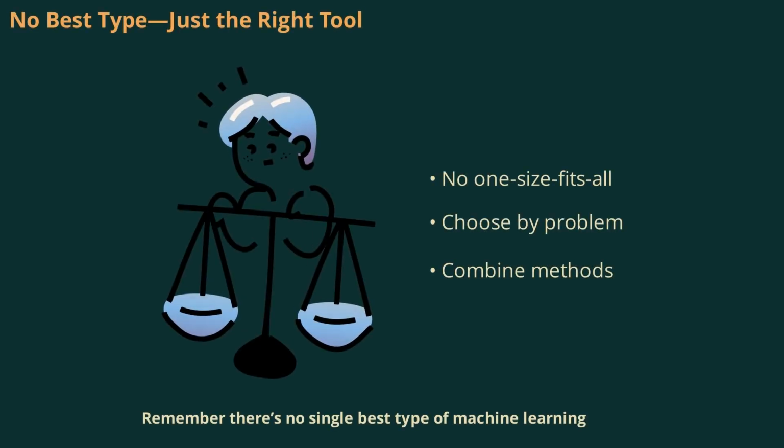Remember, there's no single best type of machine learning. The right approach depends on your specific problem and the data you have. Sometimes, combining methods yields the best results. Stay flexible and choose the tool that fits your needs. As you gain experience, you'll develop an intuition for selecting the right method for each challenge.